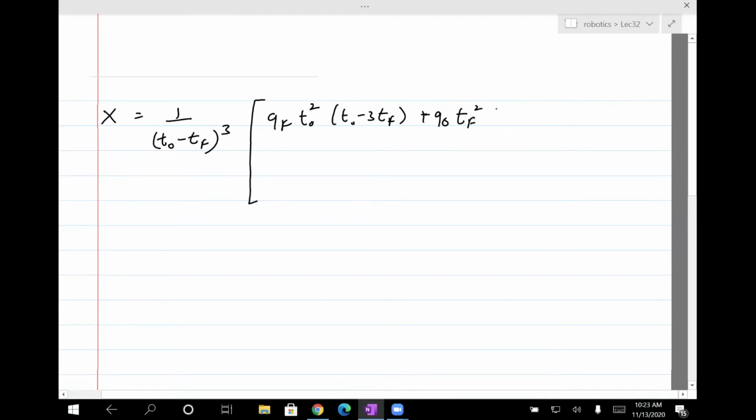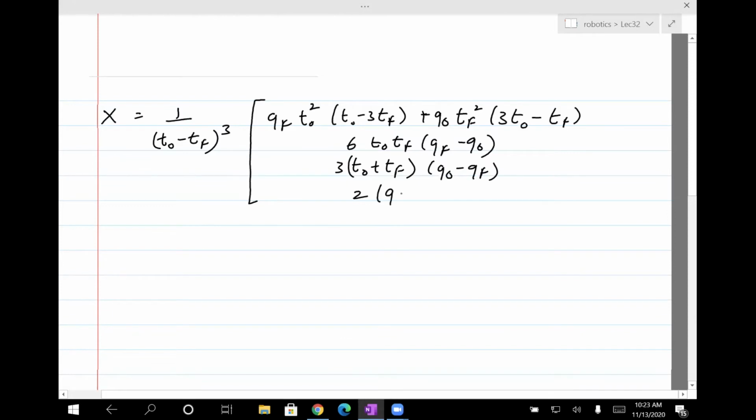X equals 1 divided by t0 minus tf cube, and then there are four lines: qf t0 square, t0 minus 3tf, plus q0 tf square, 3t0 minus tf, 6t0 tf, qf minus q0, 3 times t0 plus tf, q0 minus qf, and then the final entry is 2qf minus q0.